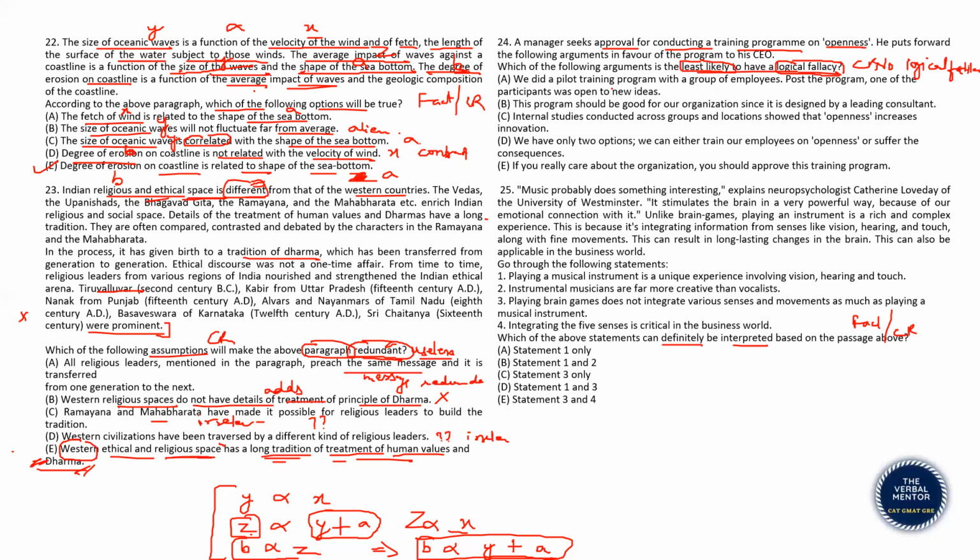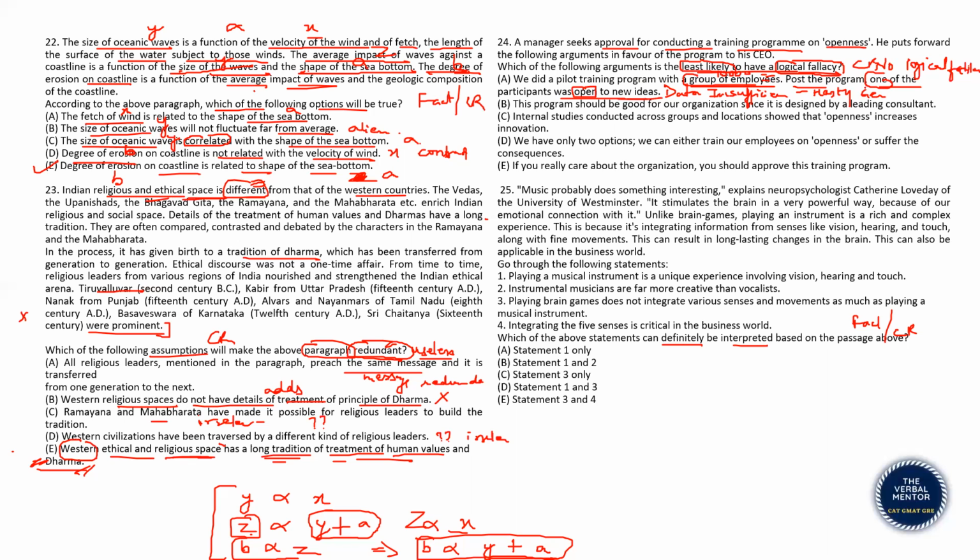Option A, we did a pilot training program with a group of employees. Post the program, one of the participants was open to new ideas. Well, we have data insufficiency here. Also, it's a logical fallacy because it's an example of inductive generalization or hasty generalization. Only one employee showed openness to new ideas out of a group of employees. This group could be 1,000 or 1 lakh, and that's a really poor percentage in that case.